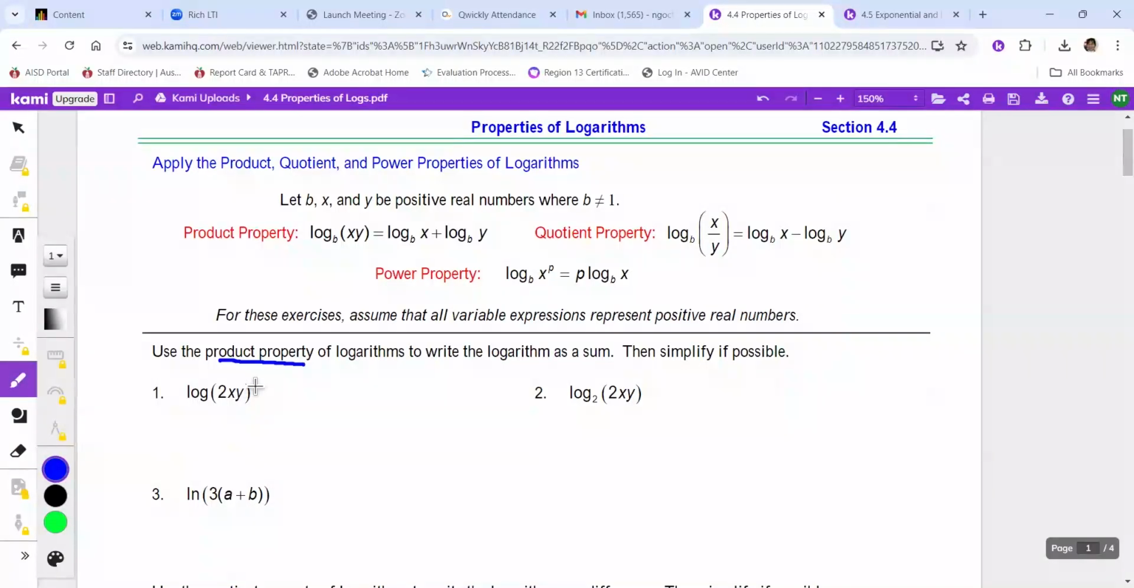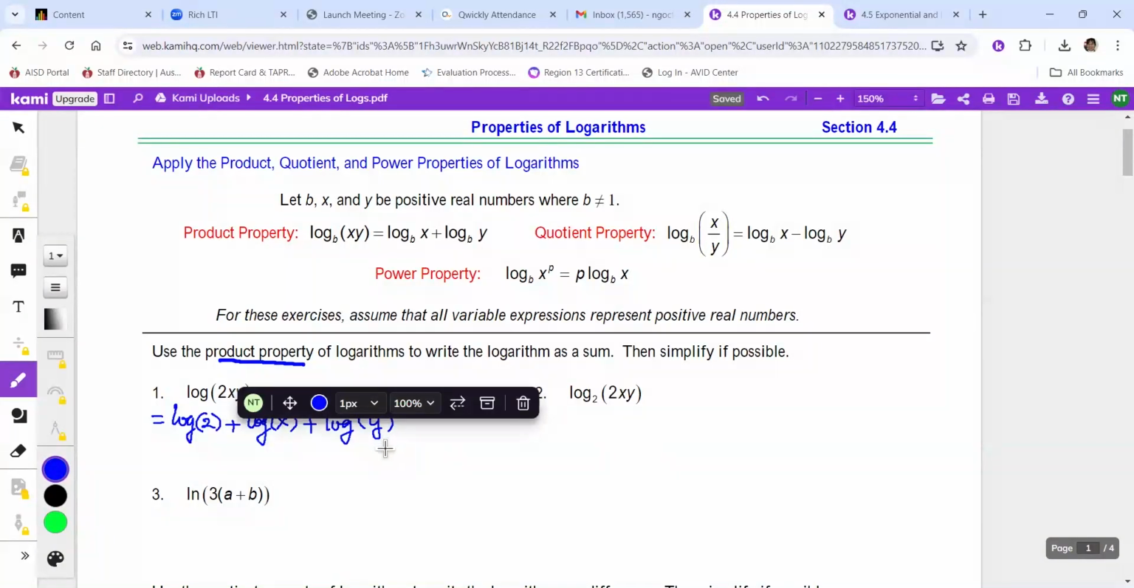Okay, so here we are. I'm going to go ahead and write it as a sum. As you can see right here, we have three factors, right? You have the 2, the x, and the y. So we can write it as the sum of 3 logs. Again, the base is there, but since it is base 10, we don't have to write it. So log base 10 of 2, or sometimes we just say log 2, plus log base 10 of x plus log base 10 of y. As you can see, we expanded one log into the sum of 3 logs in this case.